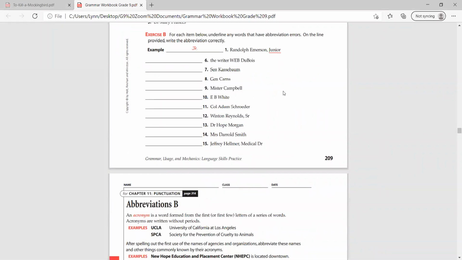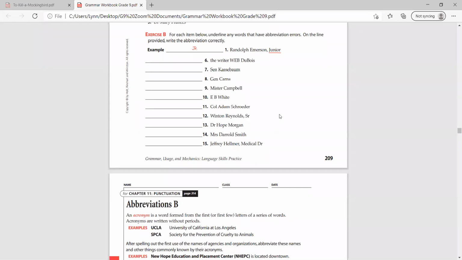Okay. We'll abbreviate Mr. to M.R. M capital, period after R. Wait, say it again. Mr. Campbell. We'll abbreviate Mr. to M.R., period after R. Yes, MR period. For 10, we will put a period after E and after B. Yes, correct.